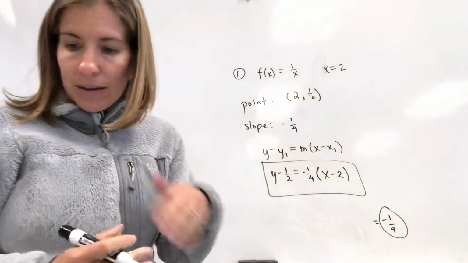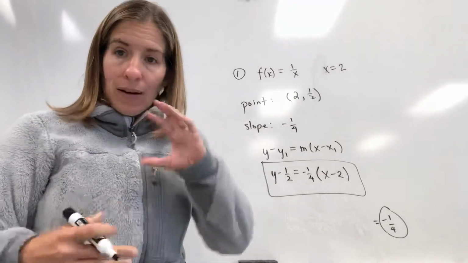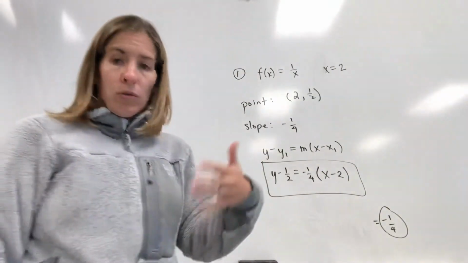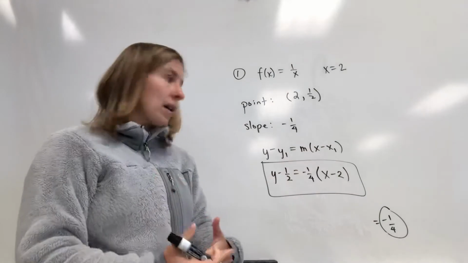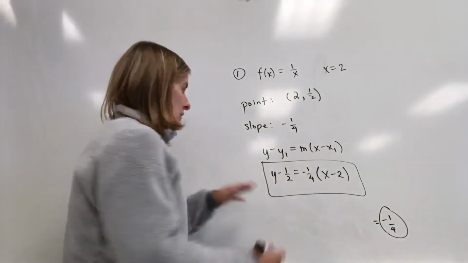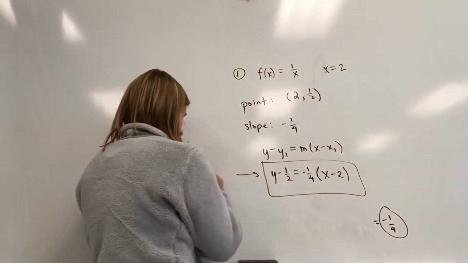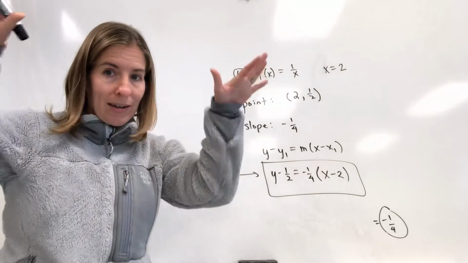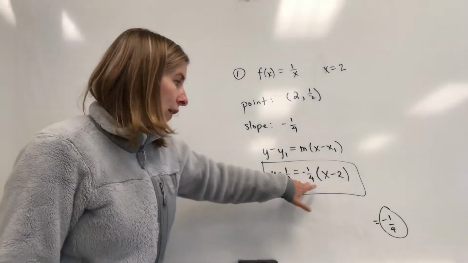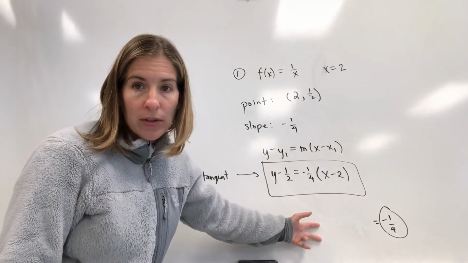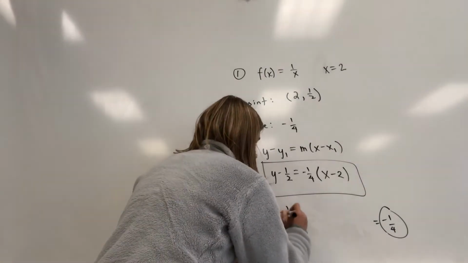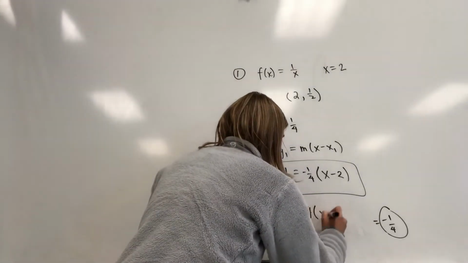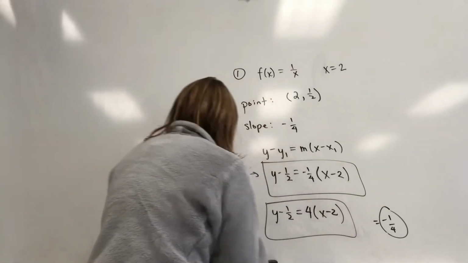And then now let's say that in the very bottom portion of this worksheet, it asks you to write the equation of the normal line. So a normal line is just the line that's perpendicular to the tangent line. So this would be the tangent line. If you were doing the normal line, you would do that whole procedure exactly the same. And then at the very end, you just take the opposite reciprocal of the slope. So here you would have y minus 1/2 equals the opposite reciprocal of -1/4, which is 4, times x minus 2. So this would be the normal line.